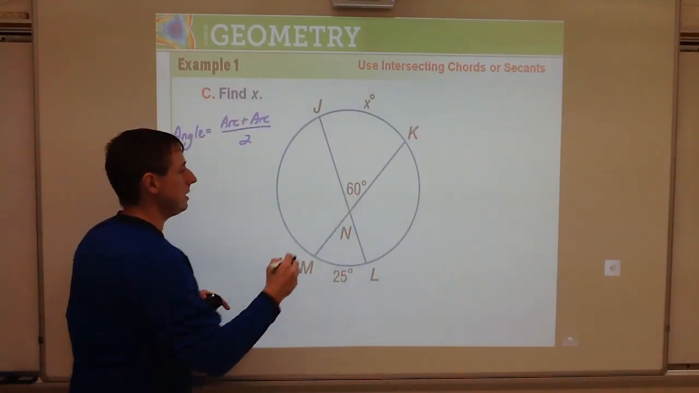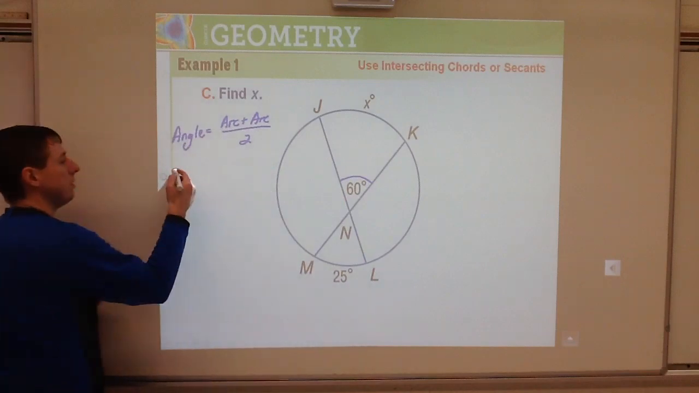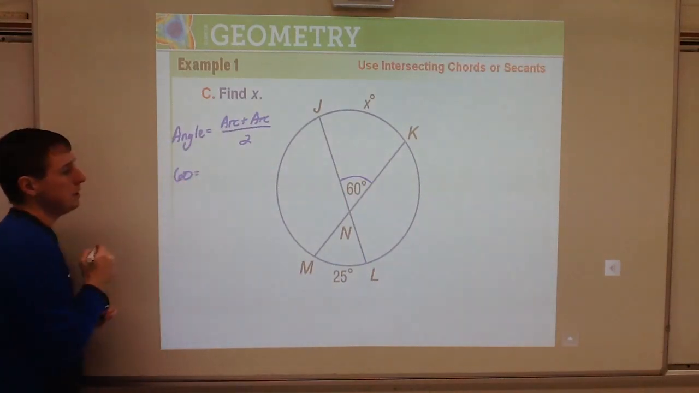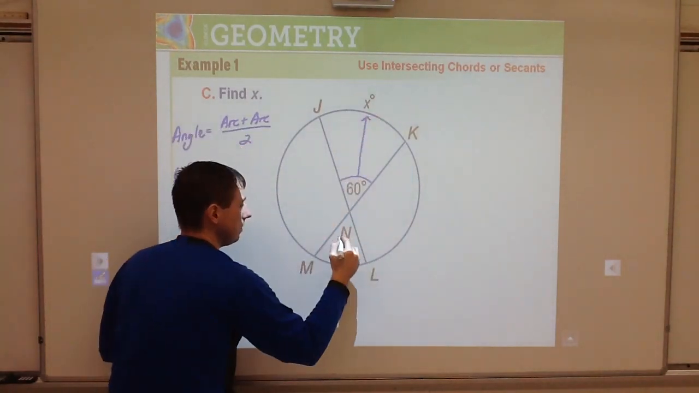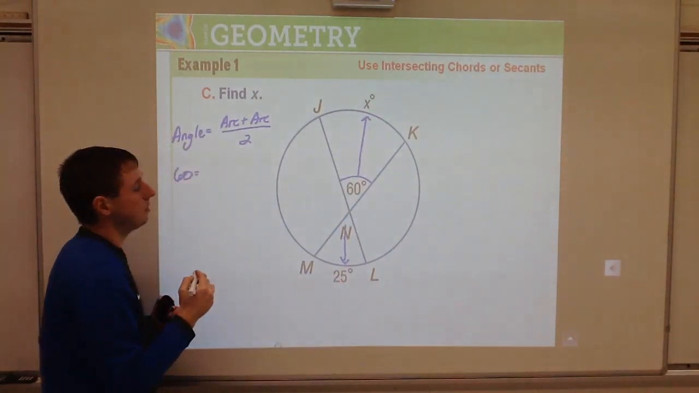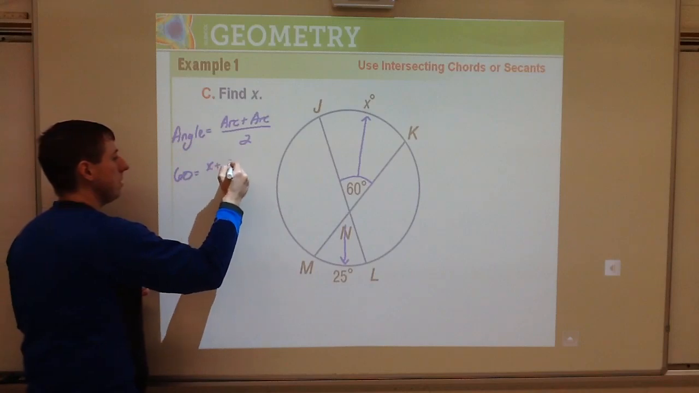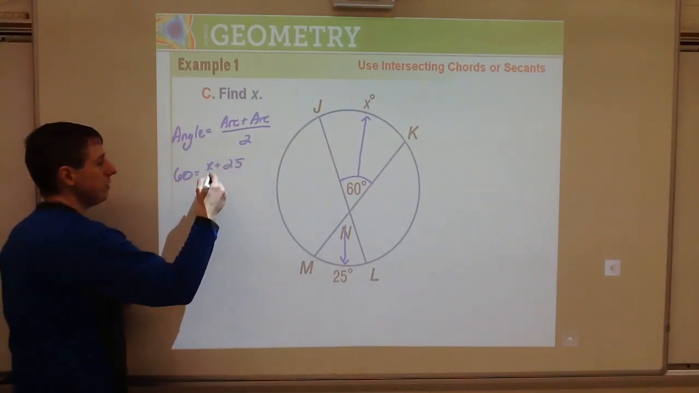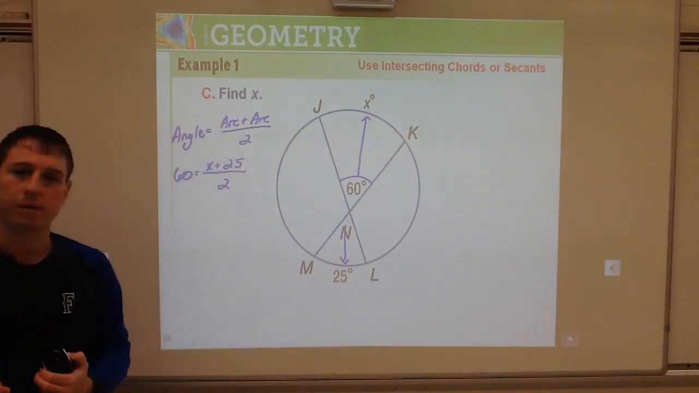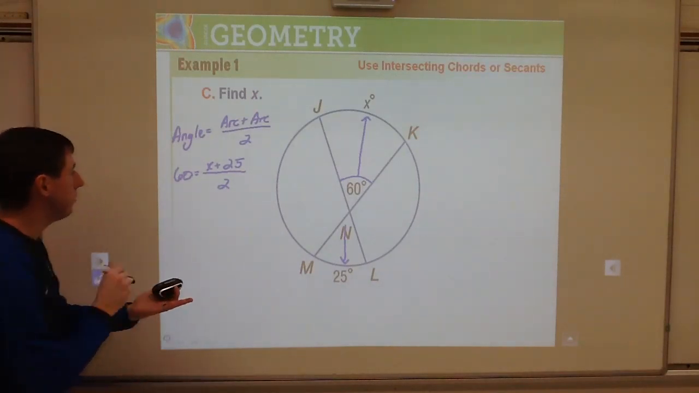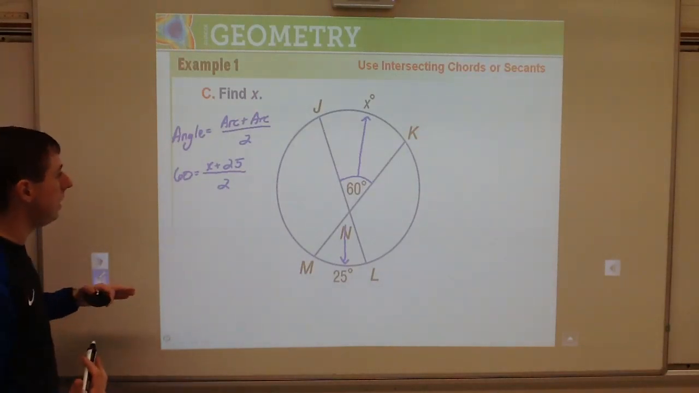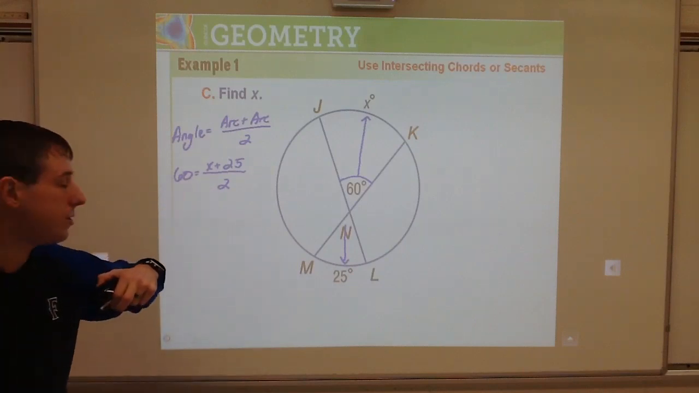So my angle number this time is 60. That's how big the angle is. So I'm going to put that here in the angle spot. Now arc plus arc is the arc that goes with it and the opposite arc. So that is x plus 25. Then my divide by 2 is still there. So this time I can't go straight to my calculator. I can't just do plus plus, divide by 2, and I'm done. I've got to think how to solve this equation.